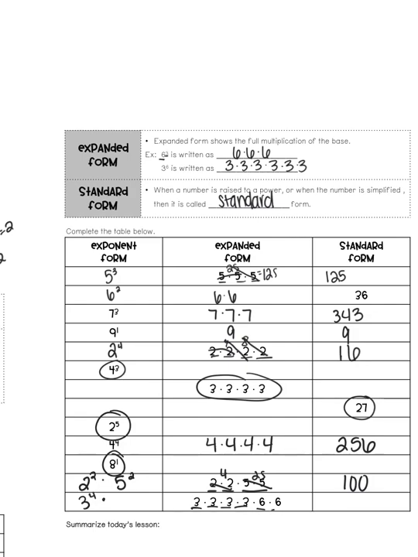Okay, so for this one, you would have 3 to the fourth power times 6 to the second power. So I have 3 to the fourth power, so 3 times 3 is 9, times 3 is 27, times 3 is 81. So I have 81 and 36. When I multiply 81 and 36, I get 2,916. Okay, so sometimes you have it with more than one part. But that's what you're doing.